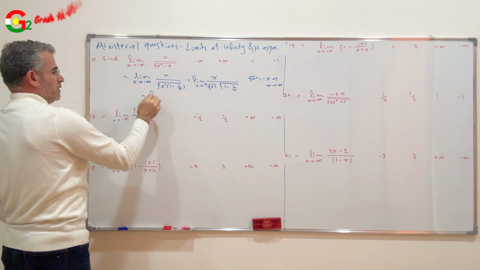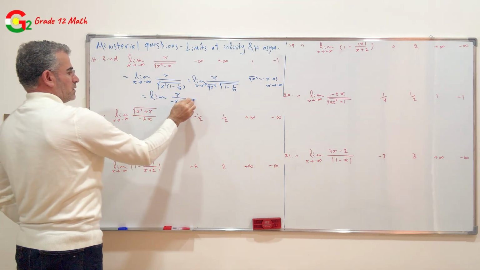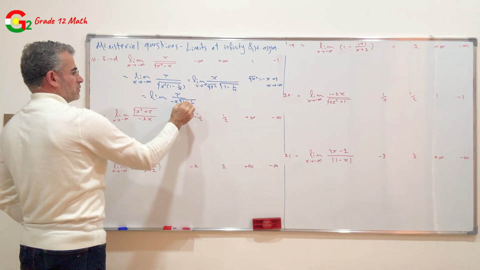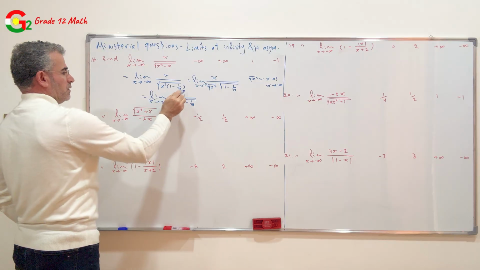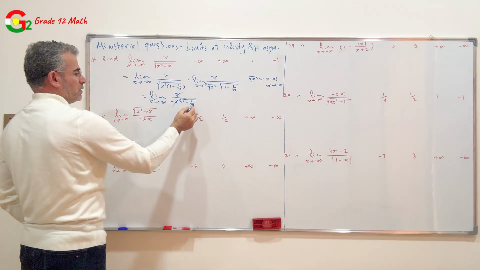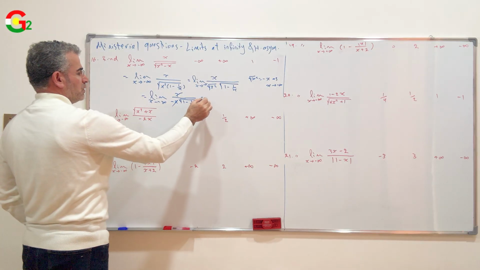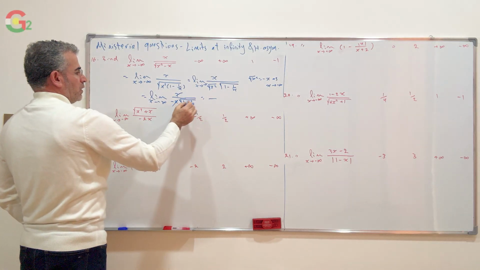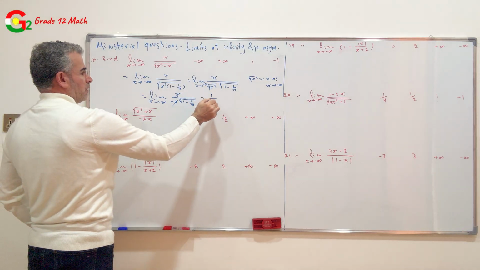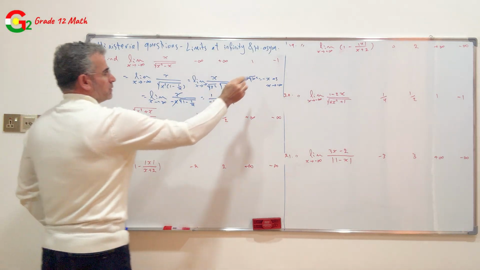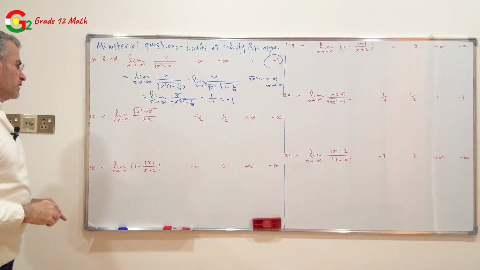Therefore, the limit will be the limit of x over negative x times the square root of 1 minus 1 over x, as x approaches negative infinity. Reduce x with x, substitute x with negative infinity: 1 over negative infinity is 0, therefore 1 minus 0 is 1, the square root of 1 is 1, and 1 over negative 1 equals negative 1. Choice D. Question number 17.